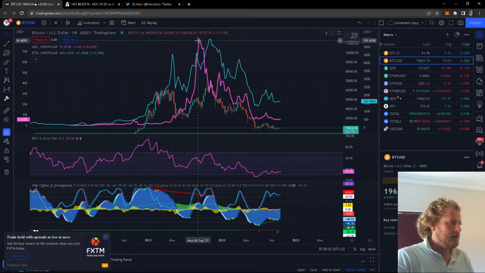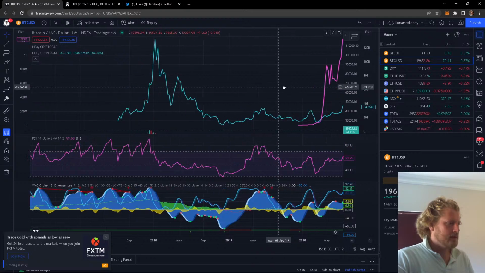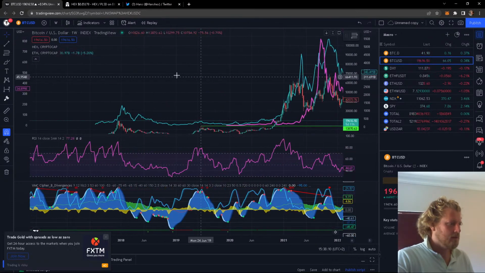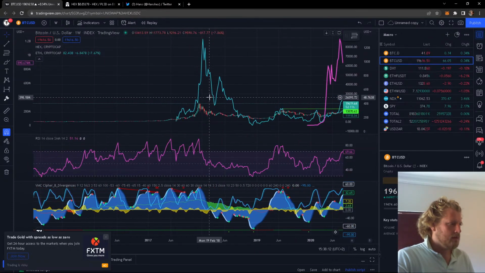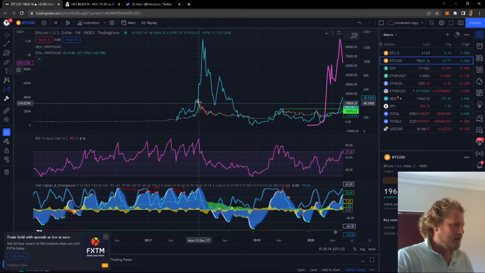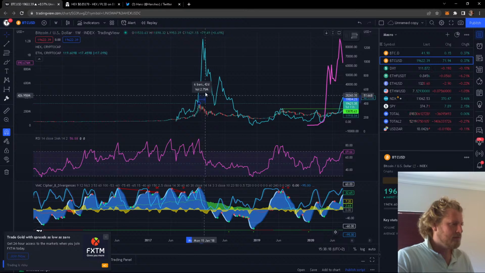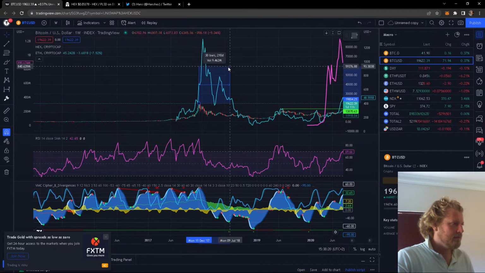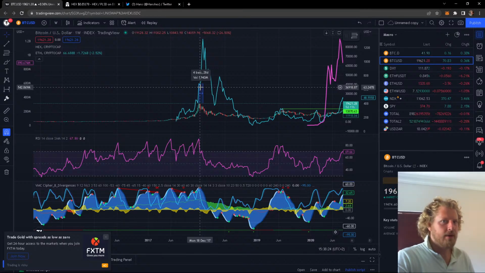So interestingly enough, we topped early on Hex, but this was... Let's look at previous cycles. Ethereum topped out 21 days after the Bitcoin top, the previous cycle, right? Yeah, 28 days, so exactly about a year.